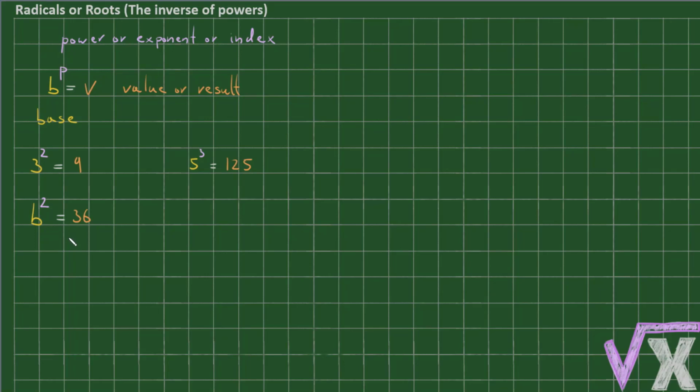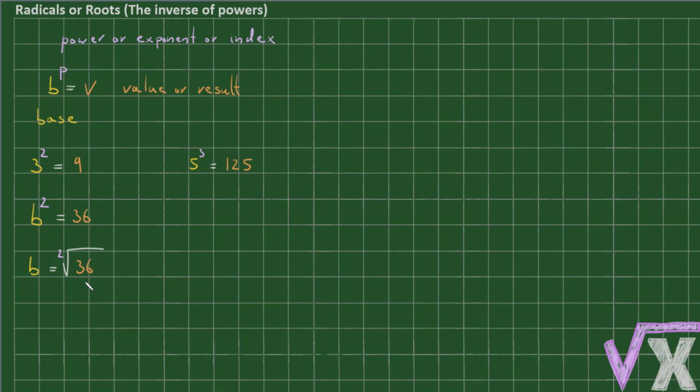Well, this is where radicals or roots come into play. So how does that look? Well, here's my unknown base. And now I'm going to use the radical symbol. So here it is. And I'm going to place the value beneath the radical symbol. So I have the radical symbol and then 36 beneath. I'm also going to place the power at the start of the radical. So this is now read as b equals the second root of 36.